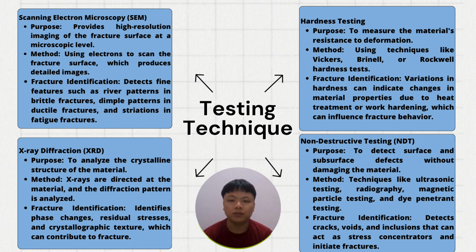Techniques include ultrasonic testing, radiography, magnetic particle testing, and dye penetrant testing. It can detect cracks, voids, and inclusions that can cause stress concentrators. Root cause investigation: visual inspection, examine the initial physical condition of the cover board and the surrounding area.